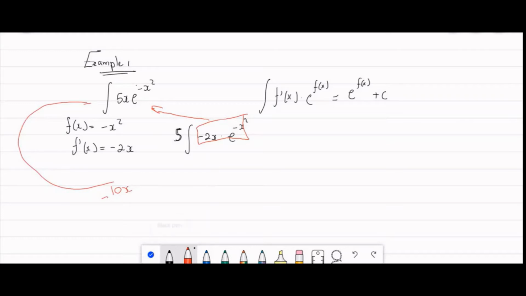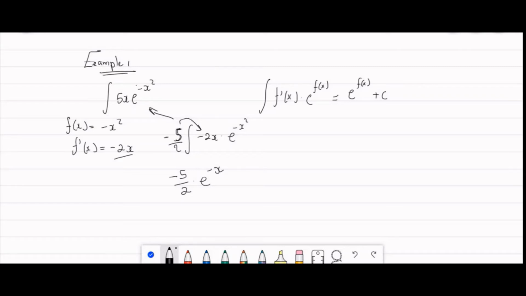But if I have negative 5 over 2, when I multiply it with our f prime of x, negative 2x, it will get me back to my original equation. So therefore, I can say negative 5 over 2 multiplied by e to the power negative x squared plus c is my integral.